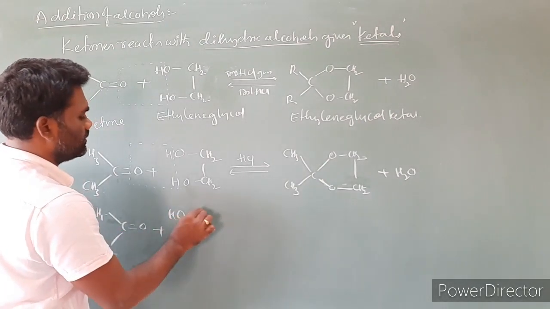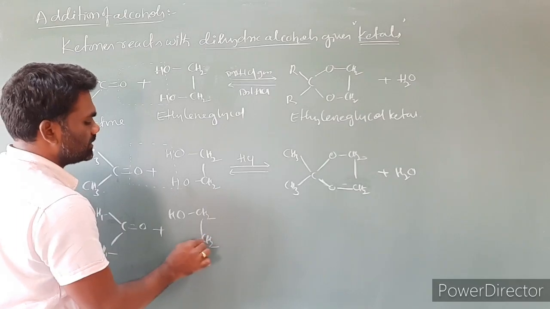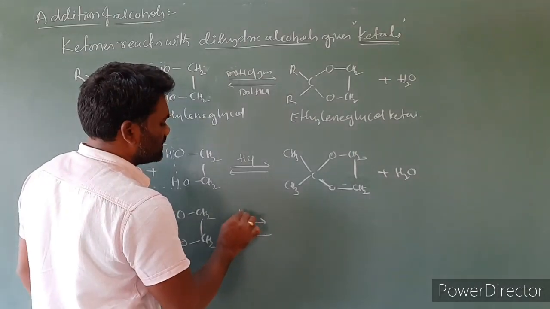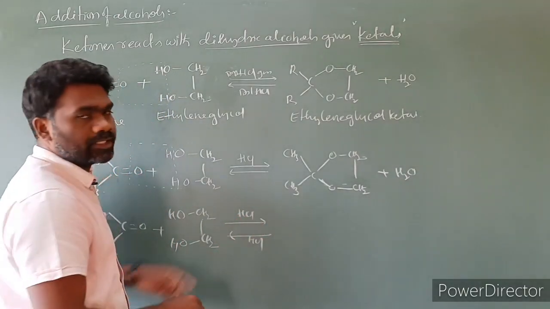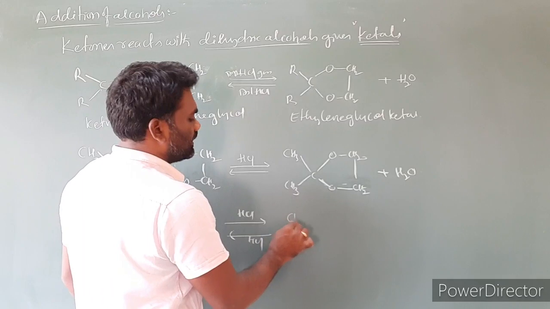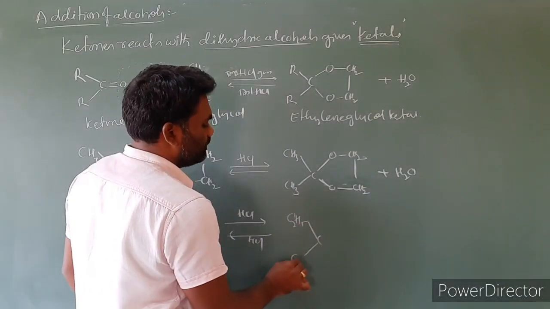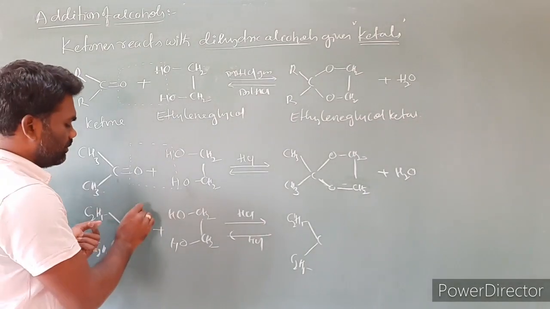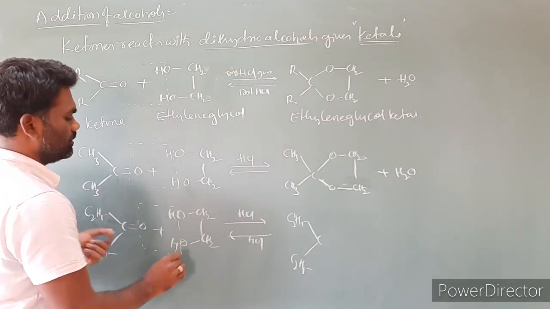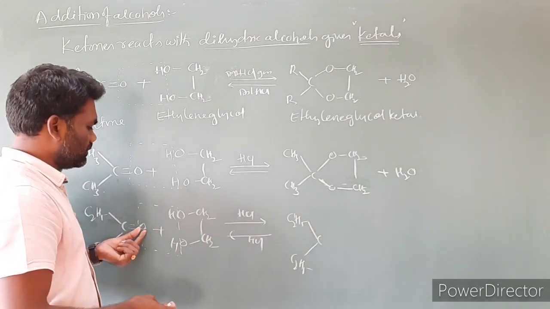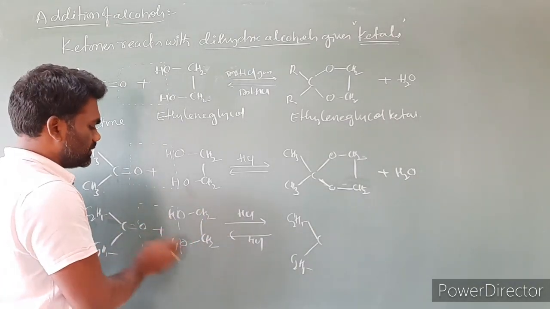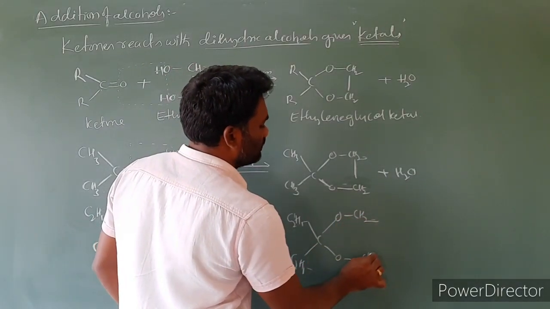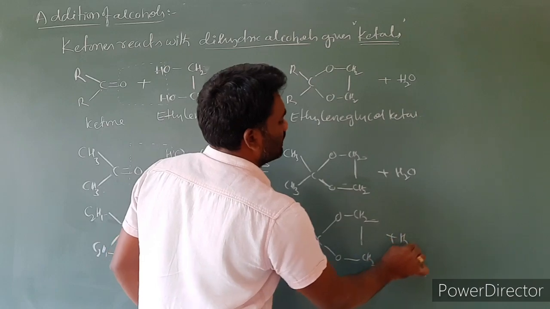Then OH, CH2, CH2, OH. Then the product is, with HCl. In both the reversible reaction cases, HCl only. Then the product is C2H5C, C2H5, C2H5, and we are removing this water. So to figure out how to write the product: this oxygen and hydrogen leave in the form of water, this oxygen is attached to it. Then O, CH2O, CH2 bond plus H2O.